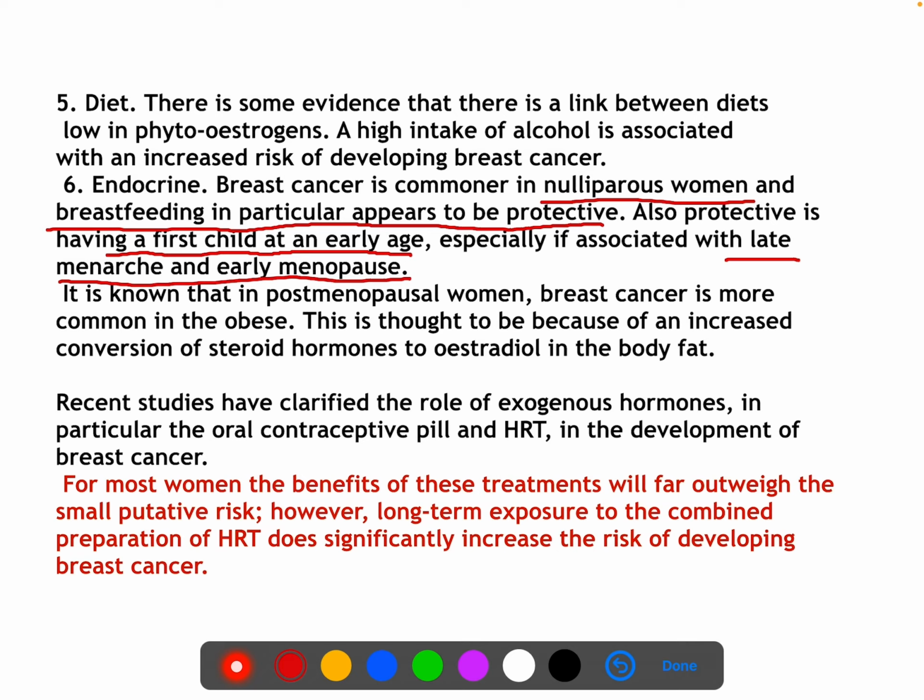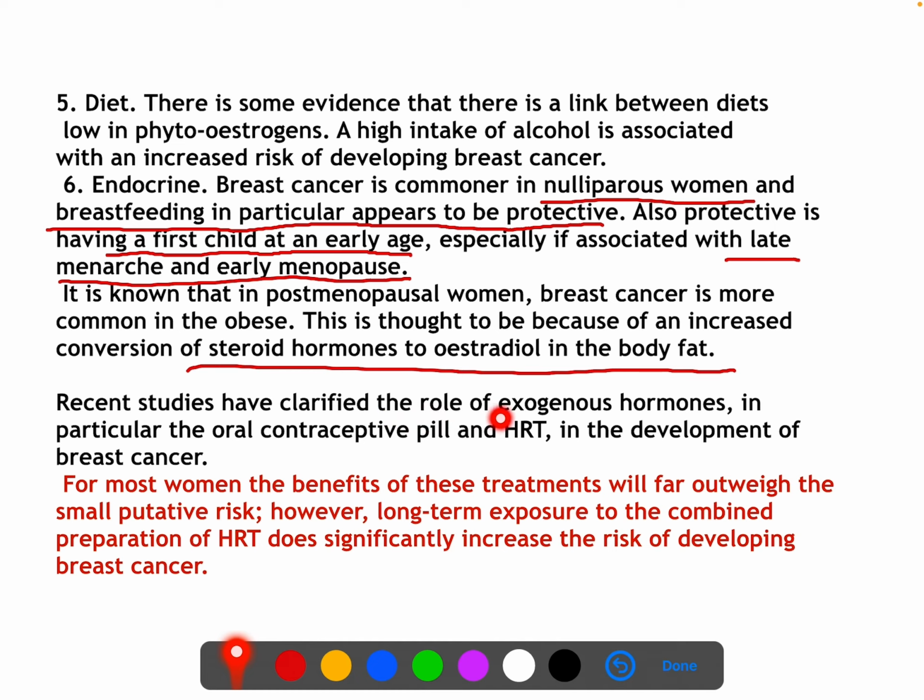It is known that in postmenopausal women breast cancer is more common in the obese. زين ليش obese؟ because they found that obese patients يساعدهم in conversion of the steroidal hormone to estradiol in the body fat، يعني تحول الستيرويد اللي موجود بالفات إلى الاسترادايول. فالاكسبوجر مالت البريست للاستروجين يكون أكثر، فيصير الريسك مال البريست كانسر أكثر.